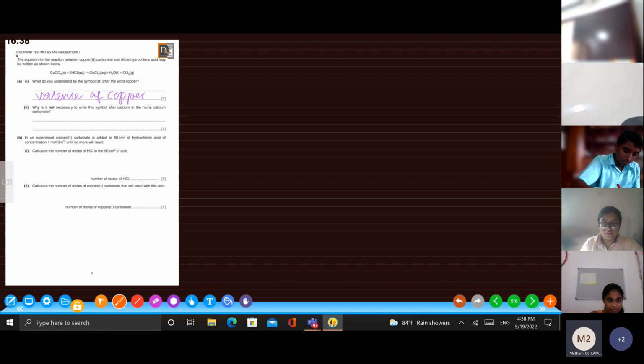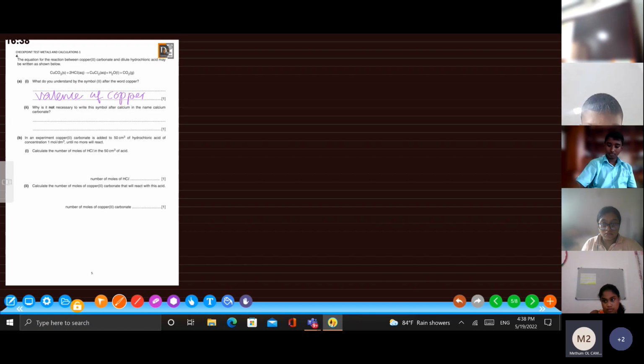Charge of copper ion, it has 2 plus charge. Copper is a transition element with variable valence, so the valence has to be written.